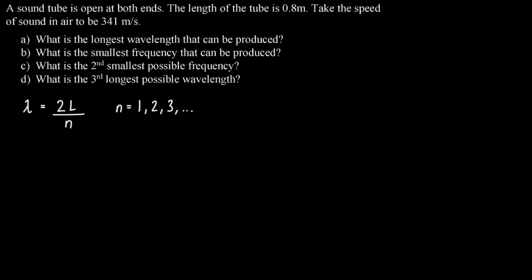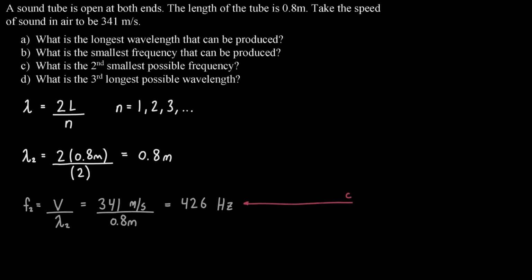For the second smallest possible frequency, that's going to be when n is equal to 2, so we can first calculate the wavelength when n is equal to 2, and that gives us 0.8 meters. Now we can use that wavelength in our frequency equation with the speed of sound of 341 and the wavelength of 0.8, and that gives us 426 hertz as the second smallest possible frequency.